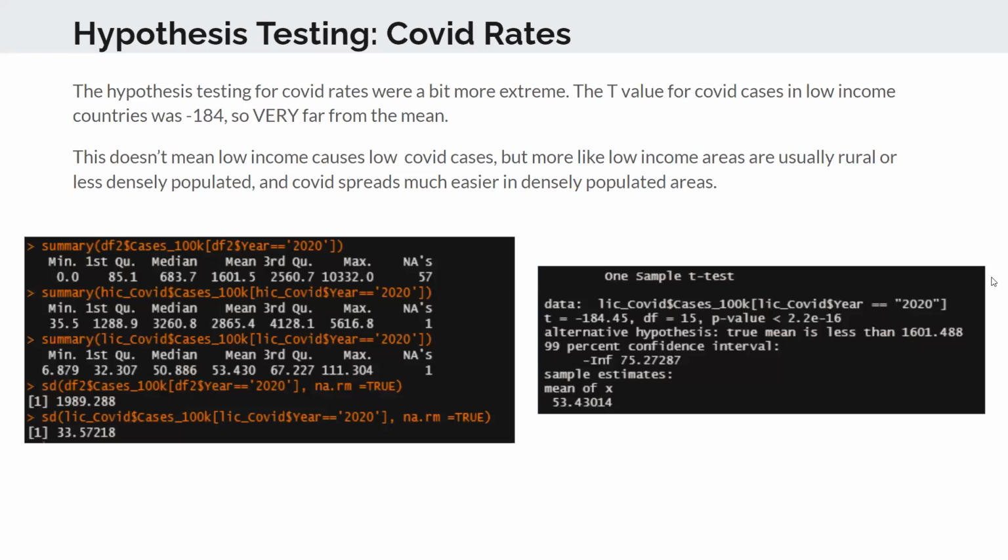For the COVID cases, we tested the cases in 2020. We can see that the high income countries had more cases per 100,000 people, and the low income groups had significantly lower cases with a t-test of -189. This is explained by the fact that lower income or developing countries don't have as many densely populated areas, and therefore it doesn't transmit COVID as much. Next slide.